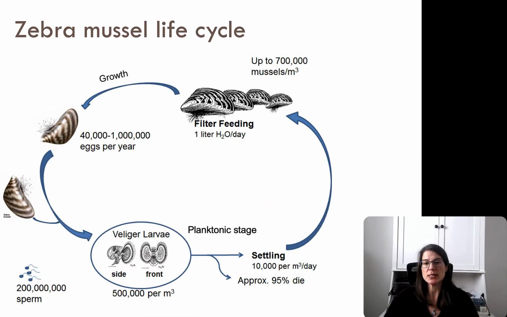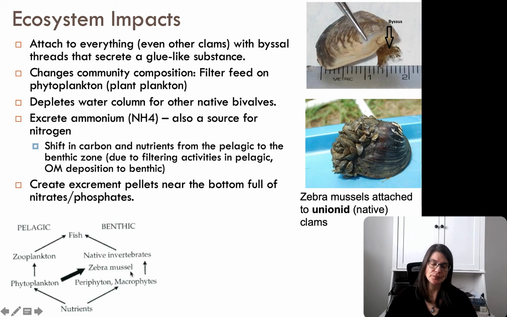Here's a picture of its life cycle, which includes a planktonic or larval stage in which there are 10,000 per meter cubed per day, although there's a high mortality rate. Once they grow, they filter feed about 1 liter of water each day. They get bigger, and then they lay lots and lots of eggs, which restarts that whole cycle. Needless to say, there have been many ecosystem impacts.